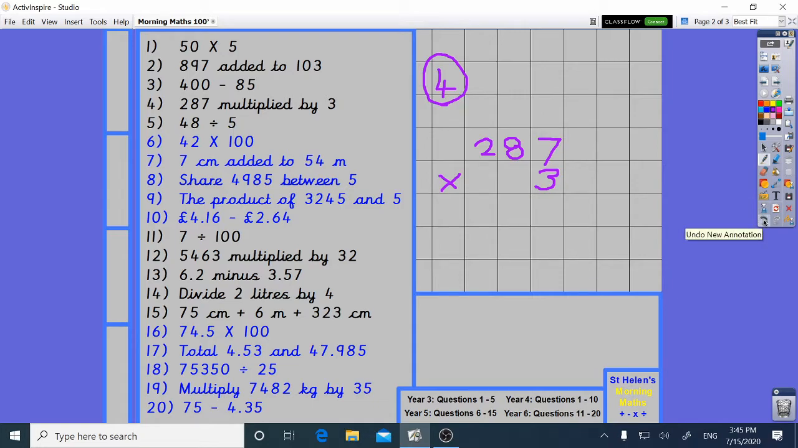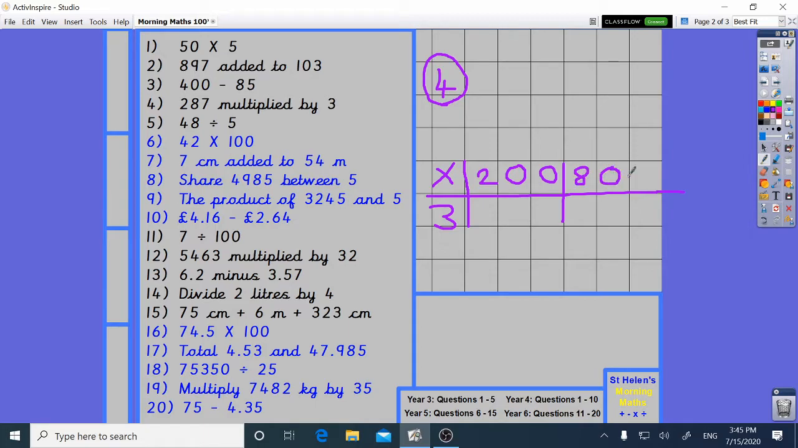I'm not setting this up in a year 3 way, am I? It would help if I set it up in year 3 way. So I'm going to do this just with the grid method today, rather than the partitioning method as well. What am I doing? I'm putting everything in the wrong place. I'm not even trying to trick you. I wish I could pretend I was. So let's split it up into 200, 80 and 7. So we split up the 287 into 200, 80 and 7. Multiply it all by 3.